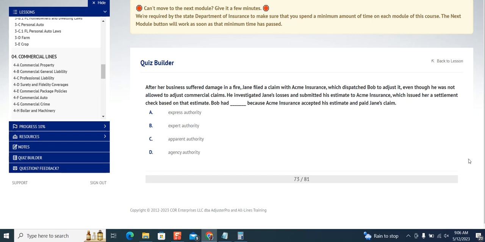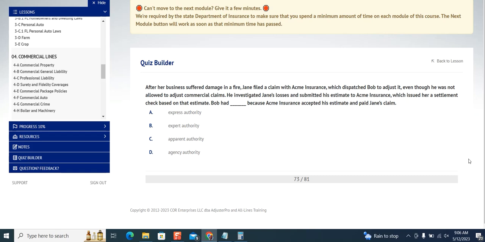Bob hit Express Authority. Apparent authority. So we did Express Authority. Was it in writing? Express Authority means it's in writing. So let me see. After served a fair claim, blah, blah, blah, when hold on.